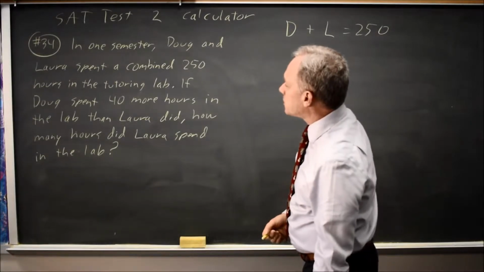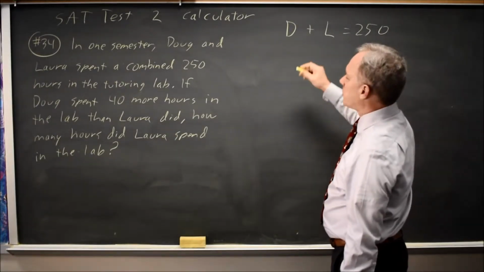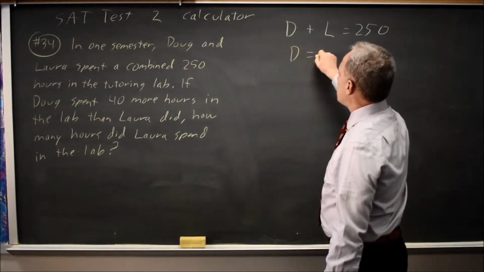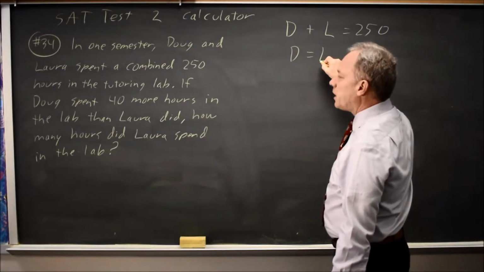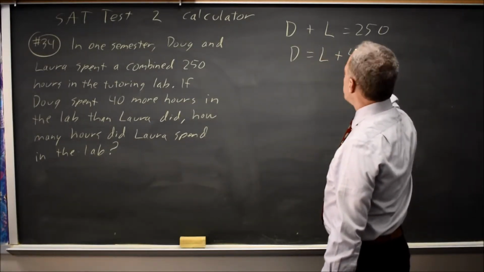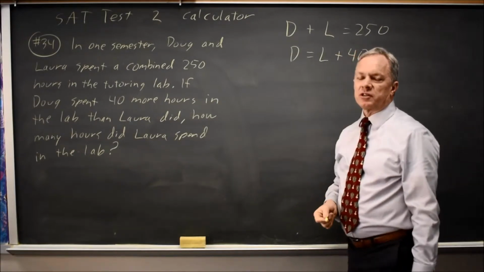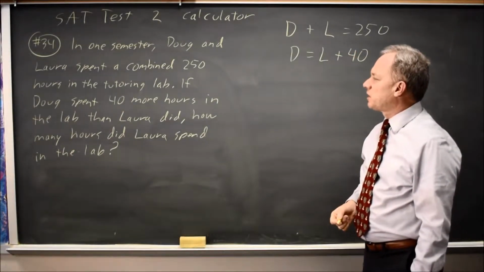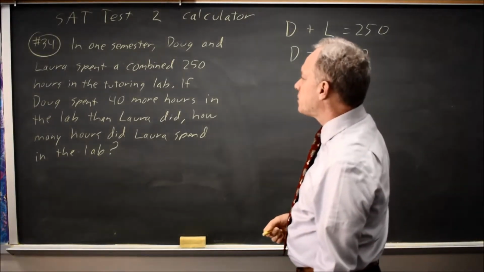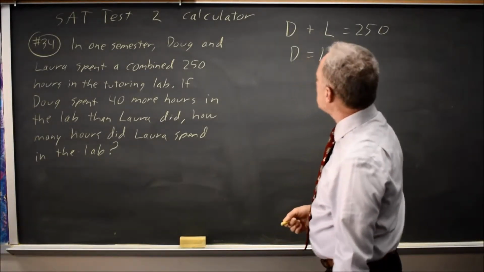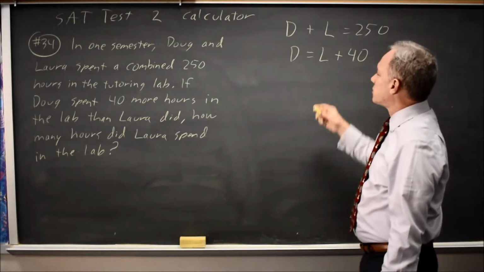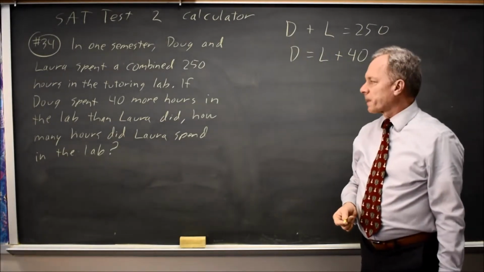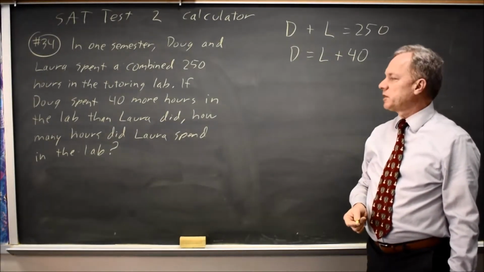They also say Doug spent 40 more hours in the lab than Laura did. So Doug equals Laura, and since Doug is more, I have to add 40. We often put the 40 on the wrong side, or put it on the right side but with a negative instead of a positive. So always check. If Doug spent 40 more hours in the lab than Laura, Doug would be bigger, and adding 40 to Laura does make that bigger. And the question is, how many hours did Laura spend in the lab?